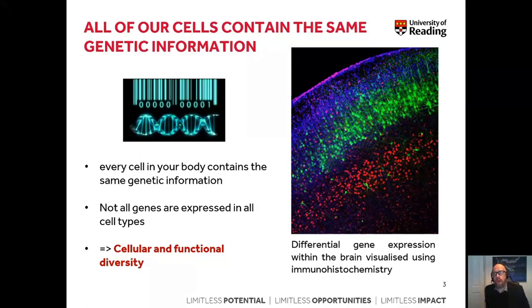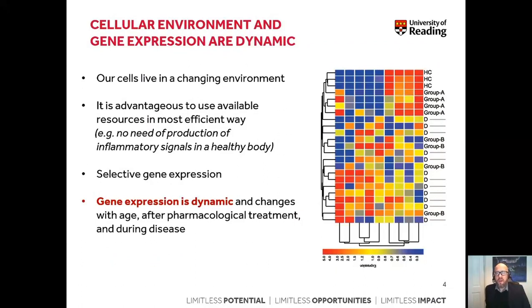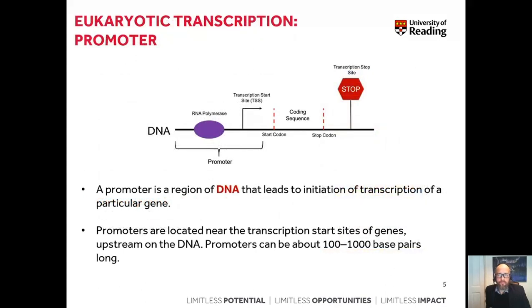We have learned that every cell in our body contains cellular and functional diversity. Because our cells live in a changing environment, and producing a set of genes not always required would be a waste of resources, our gene expression is highly dynamic and changes with age, after pharmacological treatment, and also during disease. So how is gene regulation achieved?